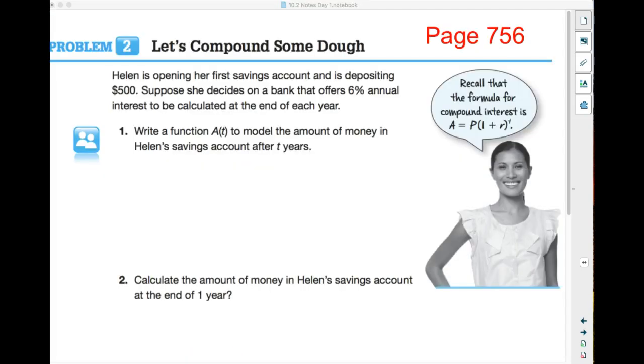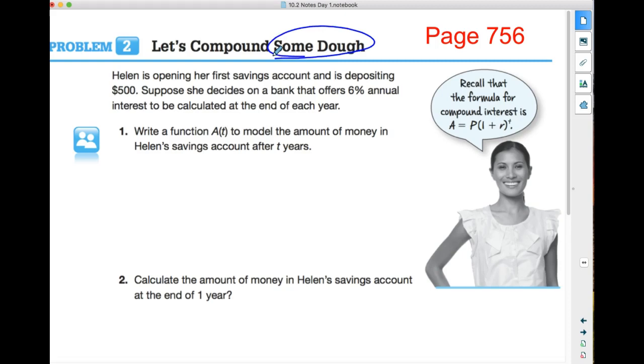Okay, we're going to push a little bit further forward so we can do some of your homework over the weekend. So we're going to compound some dough. We're going to compound some money. Everybody likes money. Everybody usually likes this part of the exponential functions, okay?